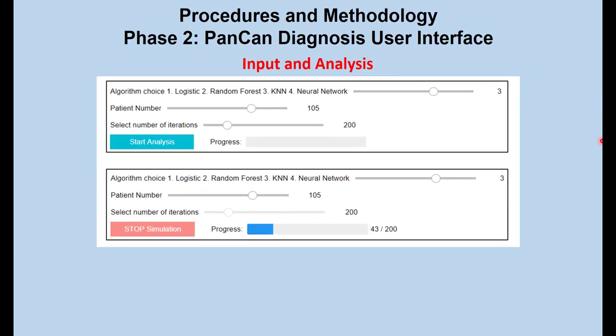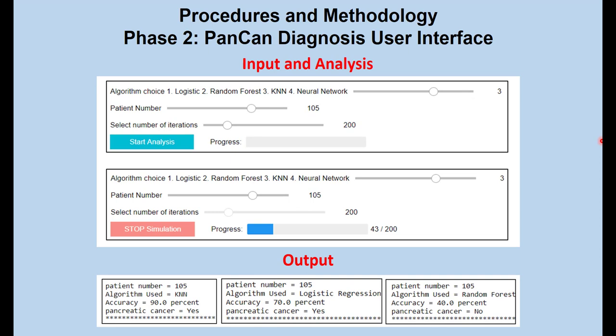In the second phase, a user interface called PanCan Diagnosis was made. Here, users could choose what algorithm they wanted, the patient number, and the total iteration. This was run, and the patient number, algorithm used, and accuracy was displayed. One can see this as patient number 105 had pancreatic cancer with 90% accuracy using a KNN.